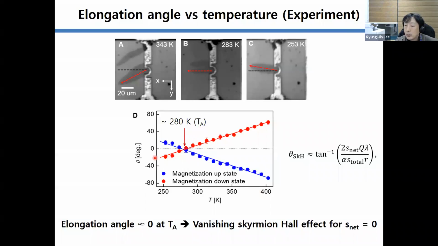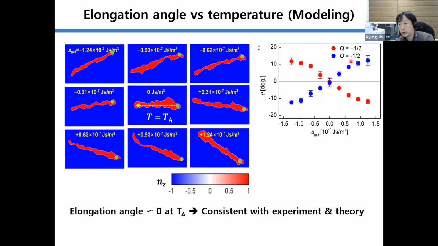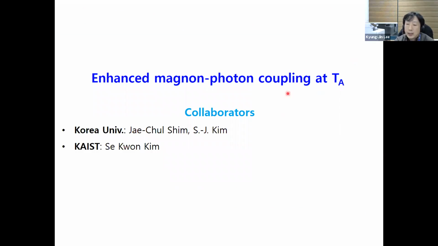So it means that the Skyrmion Hall angle is related to the net spin density, and at TA, this net spin density is 0, and therefore the Skyrmion Hall angle is 0. We also carried out a modeling study and obtained qualitatively the same result. When we change the net spin density, it becomes 0 for Q equal to plus 1/2 or Q equal to minus 1/2. So it is reproduced. Okay, the third one is the enhanced magnon-photon coupling at TA.